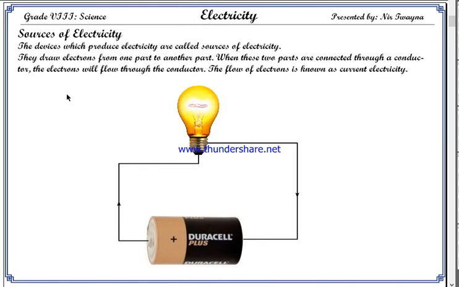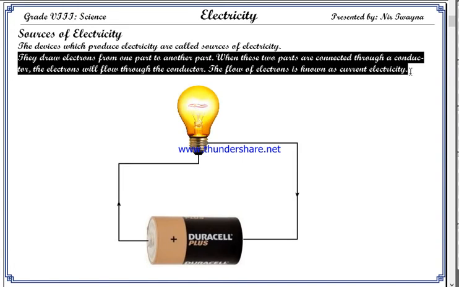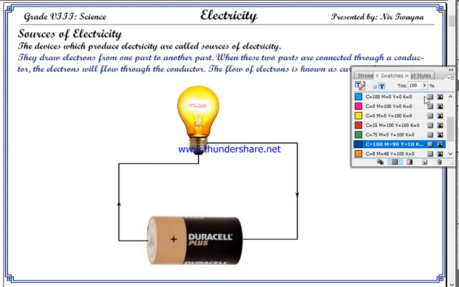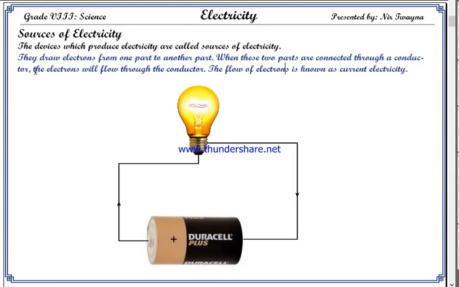Any confusion? Okay, look at the note. They draw electrons from one part to another part. When these two parts are connected through a conductor, the electrons will flow through the conductor. The flow of electrons is known as current electricity. Okay, if you are preparing notes, then you only need the first line for your note. You only need to copy the first line, and these others are for better explanation and elaboration. Okay, any confusion up here?